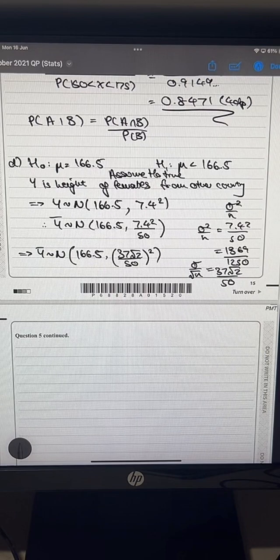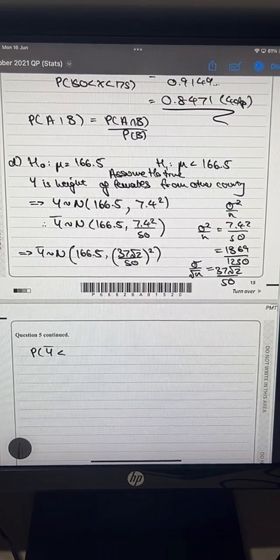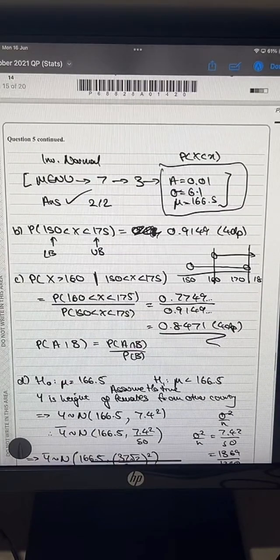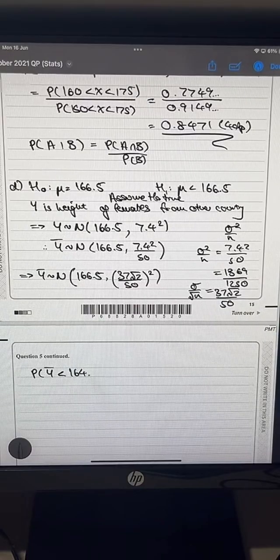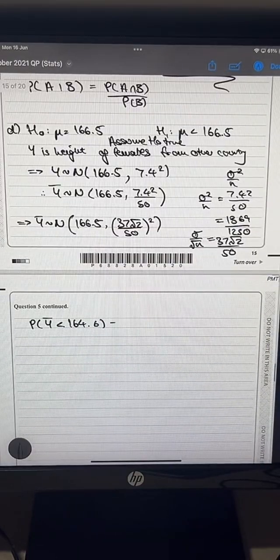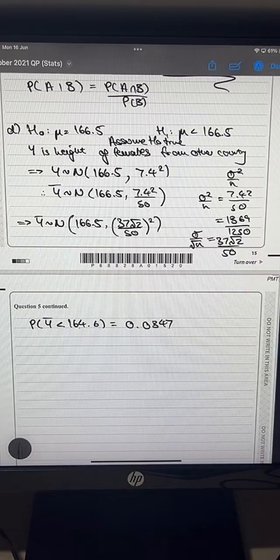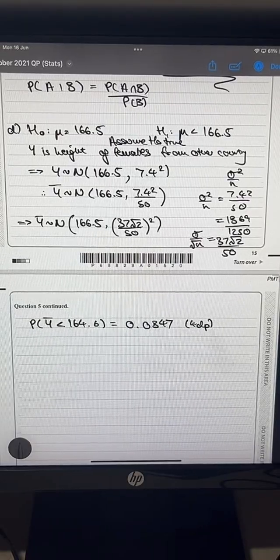So now I just need to carry out the test. The probability that the sample mean is less than 164.6, because it's a lower tail. 164.6 is my test statistic, and putting this in my calculator, it is equal to 0.0347. On my calculator, I use the normal distribution. My upper limit is 164.6. My lower limit is negative 9999999, and so on. My sigma is this thing here, 37 root 2 over 50. It's so much easier to put it that way. And mu is 166.5. So this is it to 4 decimal places. Make sure you say that you've rounded.